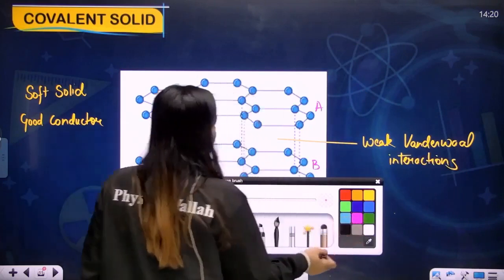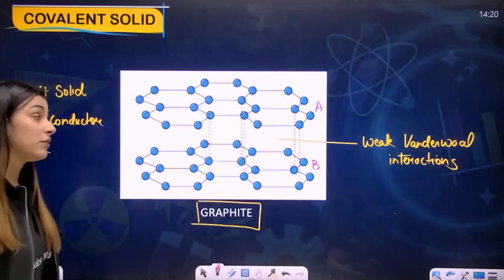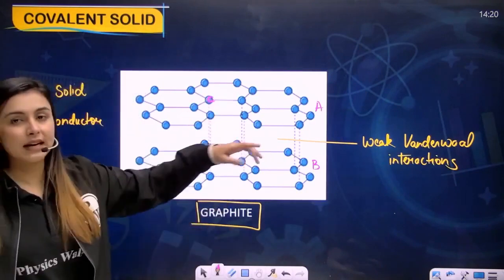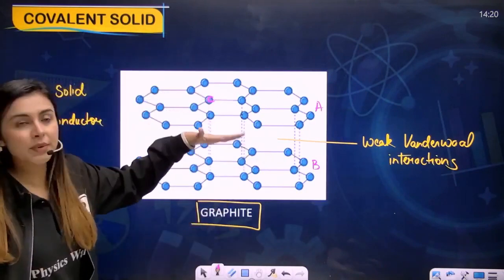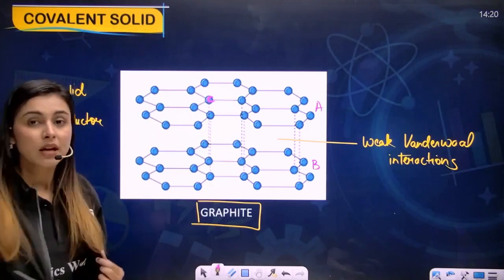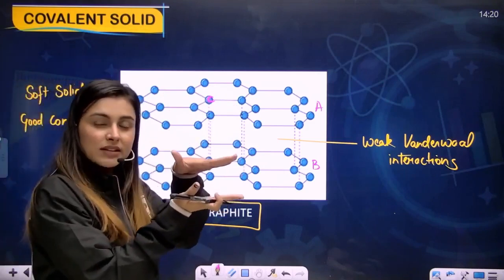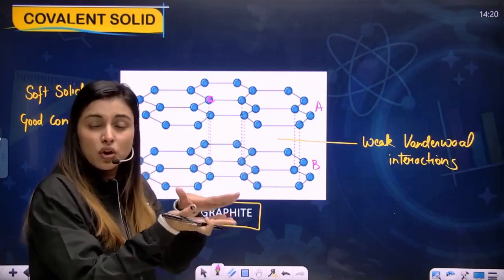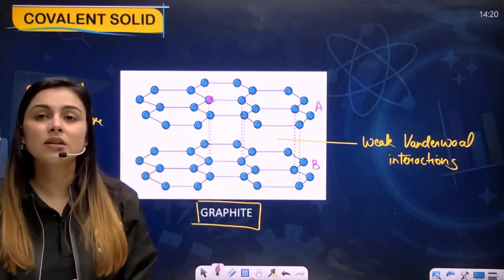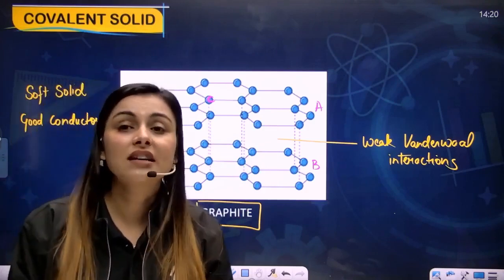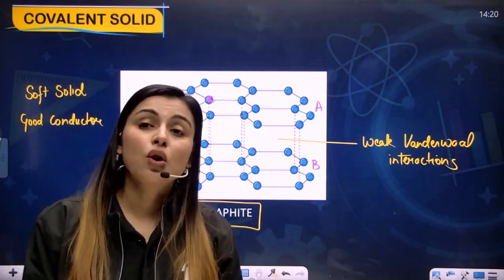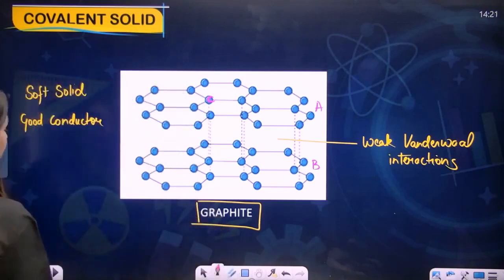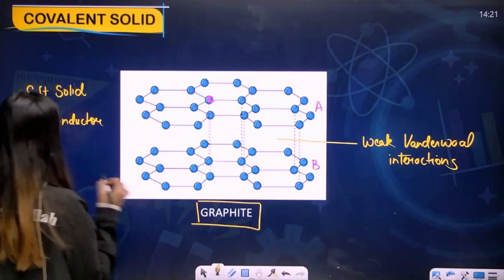Now, I'll make you understand even a little bit more. Let's say this is your carbon. You have a layer A, you have a layer B, and you have weak interactions in between them. So these two layers have weak interactions, so they can slide over one another easily because the interactions are not very strong. And that is the reason it behaves as a lubricant, and that is the reason we call it a soft solid. Okay, so can I say that it can be used as a lubricant?